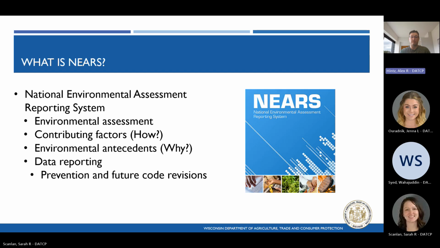Contributing factors are how the outbreak occurred, whereas the environmental antecedents are the underlying cause of the outbreak, or why the outbreak occurred. When the contributing factors and environmental antecedents are identified in an investigation, that allows the sanitarian to provide recommendations to the facility involved in an outbreak to assist them in preventing future outbreaks at their establishment. The information collected is entered into the Center for Disease Control and Prevention database, where that information is used to prevent future outbreaks, influence future food code, and observe trends in outbreaks.